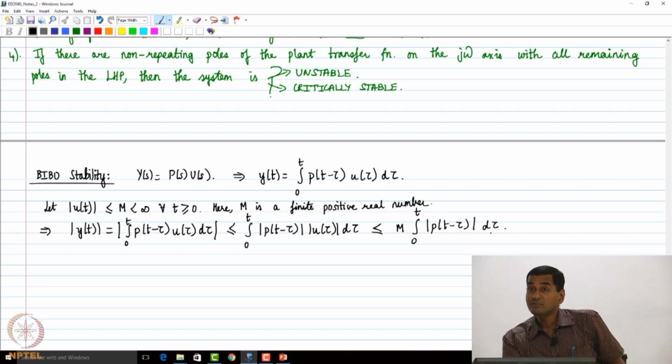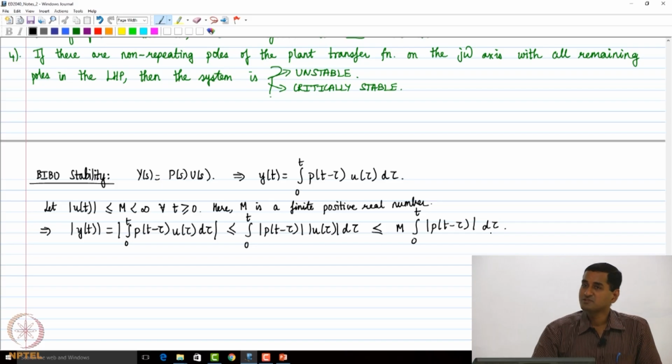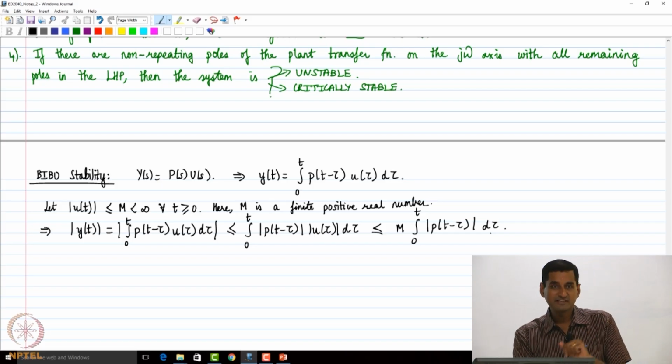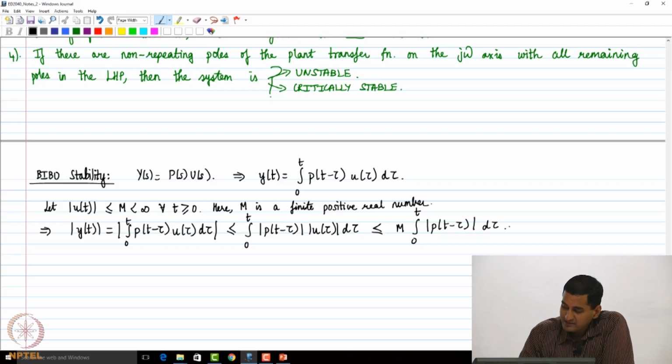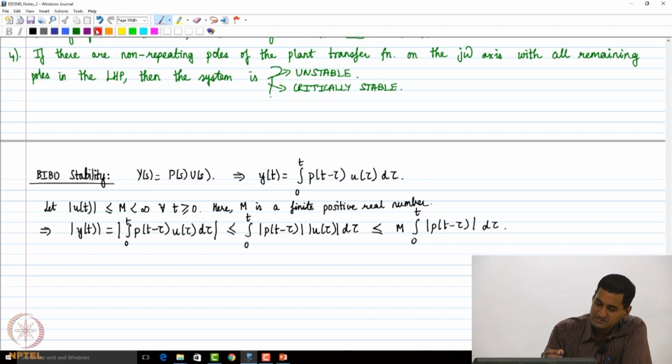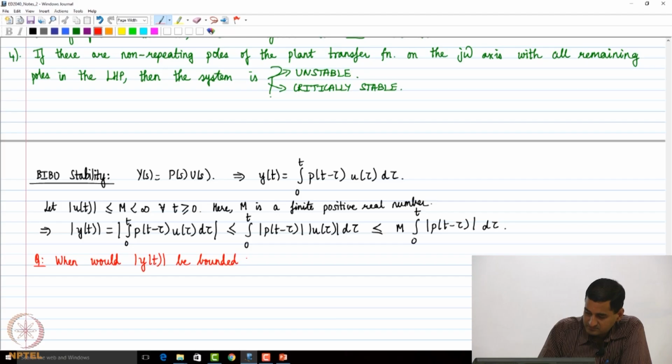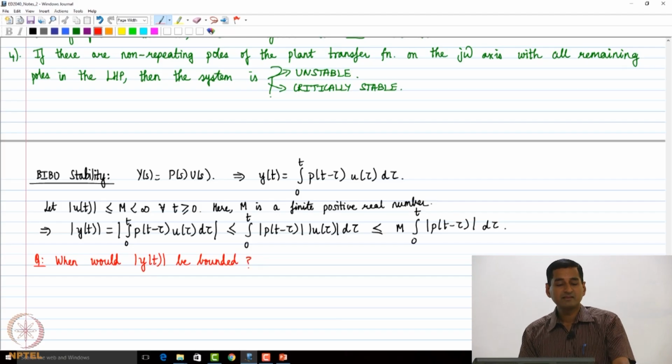Now please remember, what was p of t? It was what is called the impulse response function. If you recall the physical meaning of p of t. So the question that we would ask ourselves is, when would the magnitude of y of t be bounded, given this expression? When do you think the magnitude of y of t will be bounded?